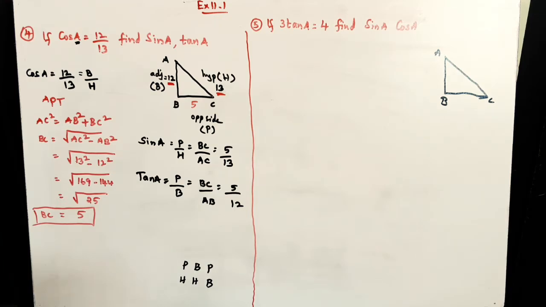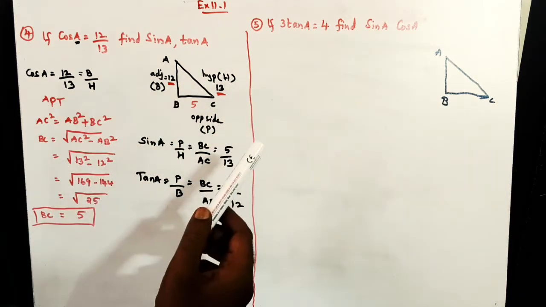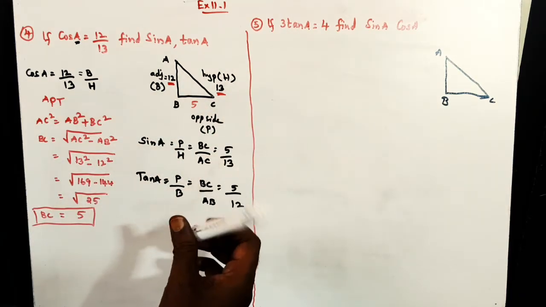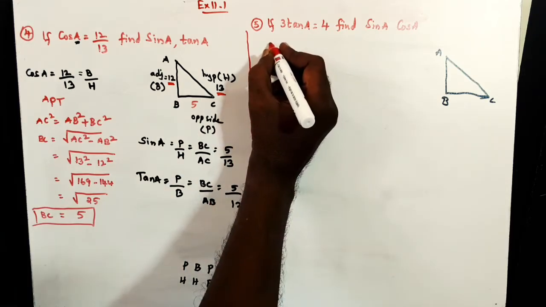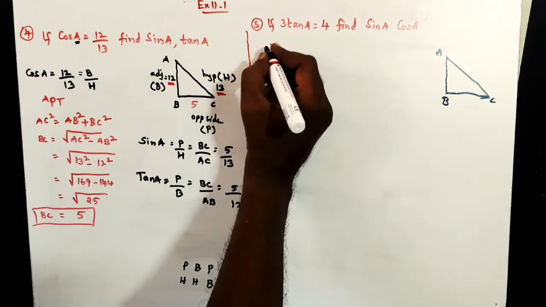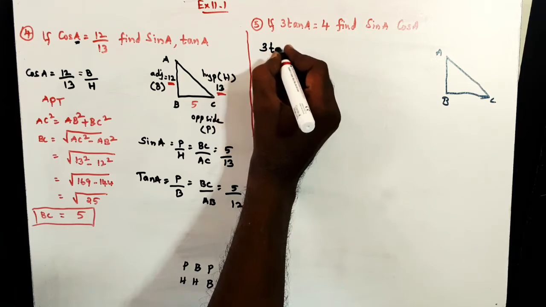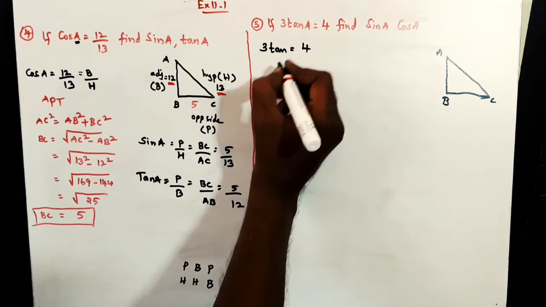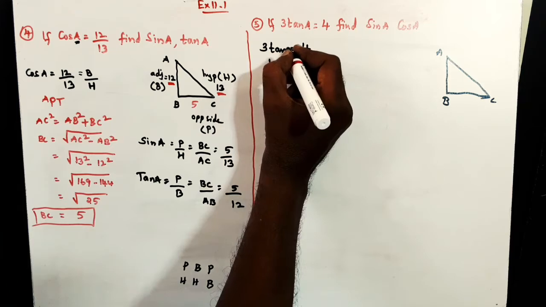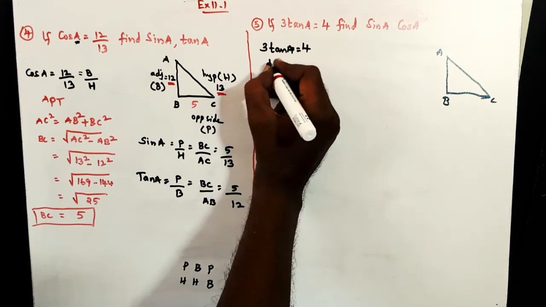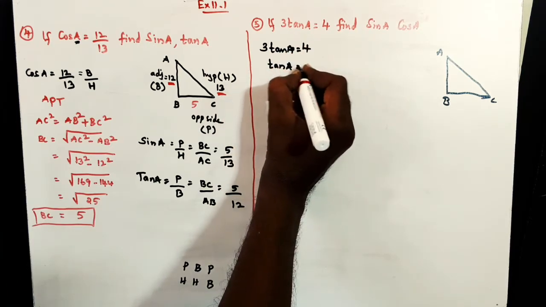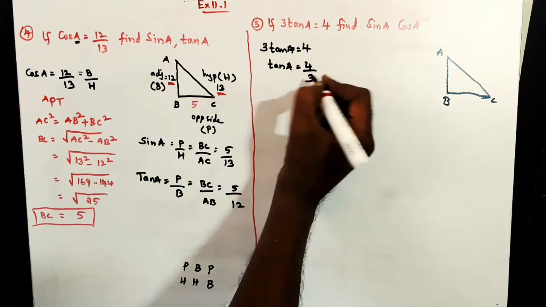Okay. So if you want to write down these notes, just pause the video and complete the problem. Okay. Now let us move to the next problem. It is the same process. 3 tan A is equal to 4, find sin A and cos A. So first of all, we want only tan. Tan A is equal to 4 by 3.